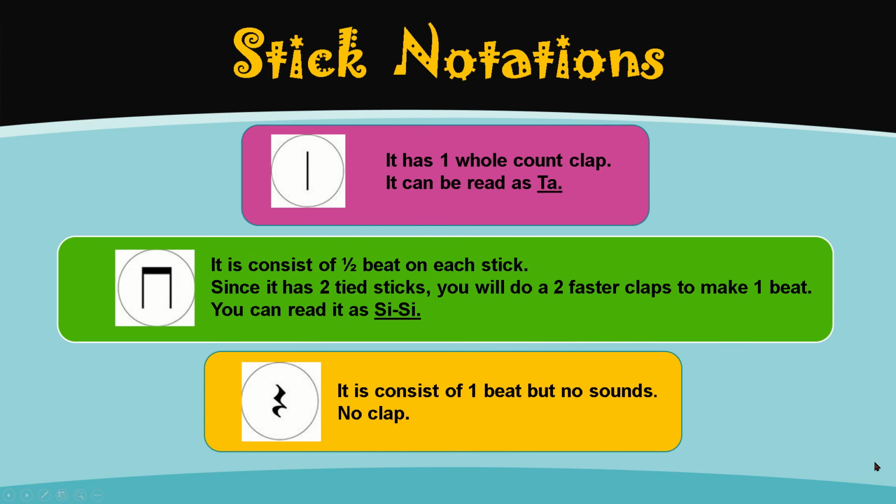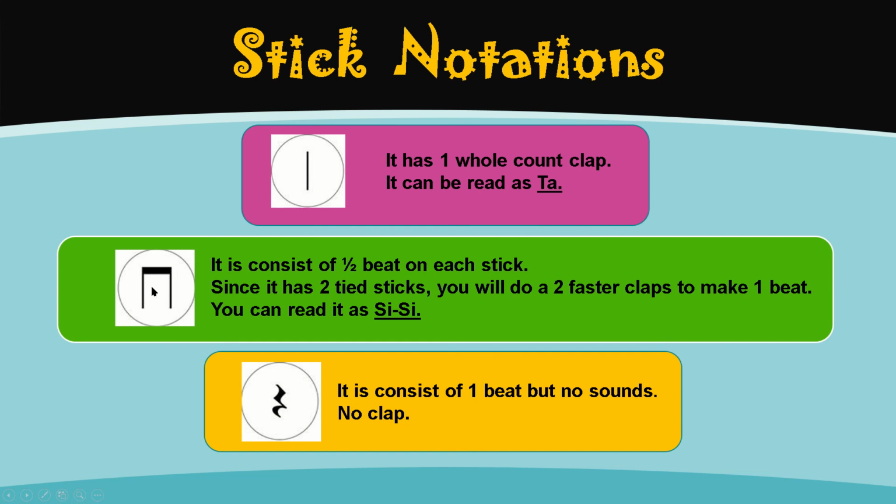Next, let us know the stick notations. In the stick notation, this symbol represents one whole count clap. You will see on this picture as one stick, and it has one whole count clap, just like this. And we can read it as ta, ta.